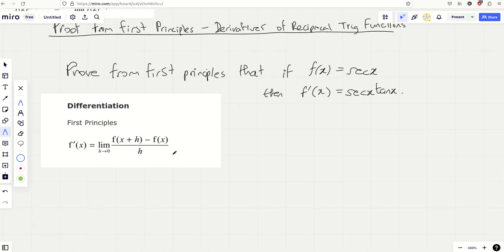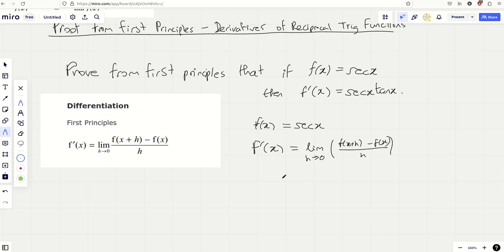Now, first things first, always use the first principles formula if you're doing this. So we're given f(x) equals sec x. And what we want to do is use this formula, therefore, to write f dash of x is the limit as h tends to 0 of f(x plus h) minus f(x) over h. Keep writing down this limit as h tends to 0 bit. We're told that f(x) is sec x, so we're going to do sec(x plus h) minus sec x over h.